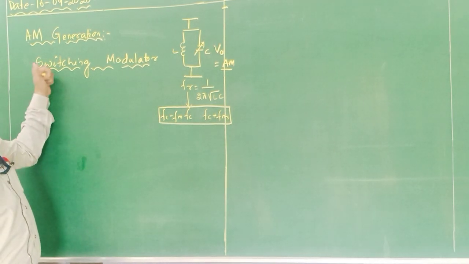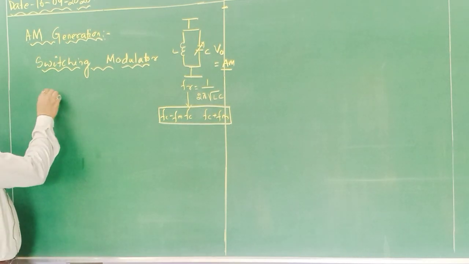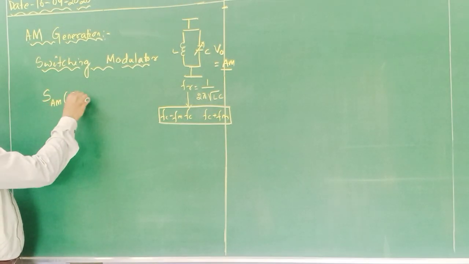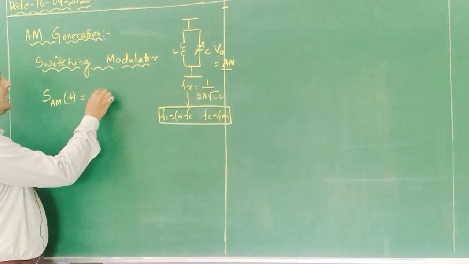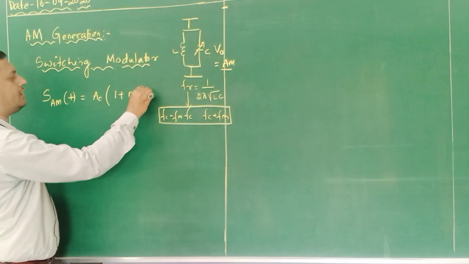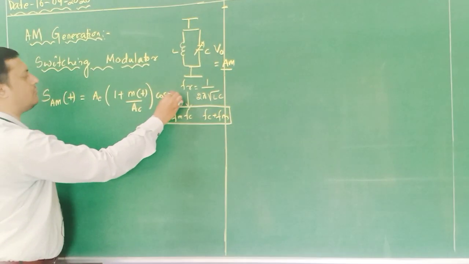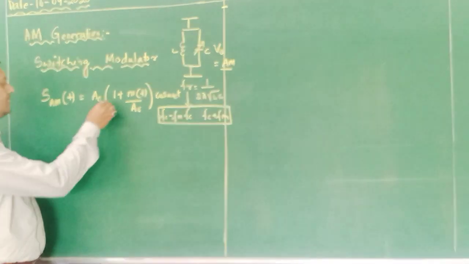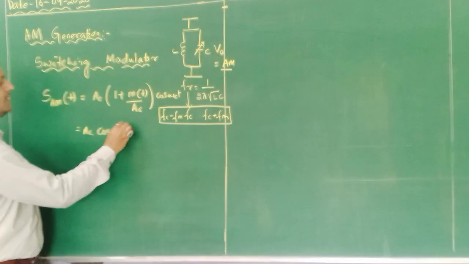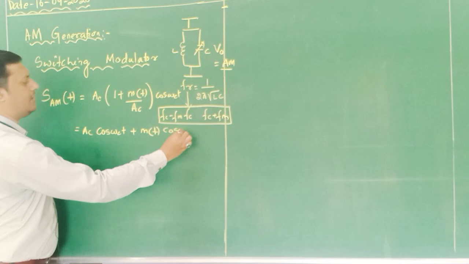Now how will we analyze the switching modulator to generate an AM signal? First of all, I am writing the general equation for AM so that we can correlate with our equations: Ac into 1 plus m of t divided by Ac, whole into cos omega c t. Okay. Now this equation can also be written as Ac cos omega c t plus m of t cos omega c t.